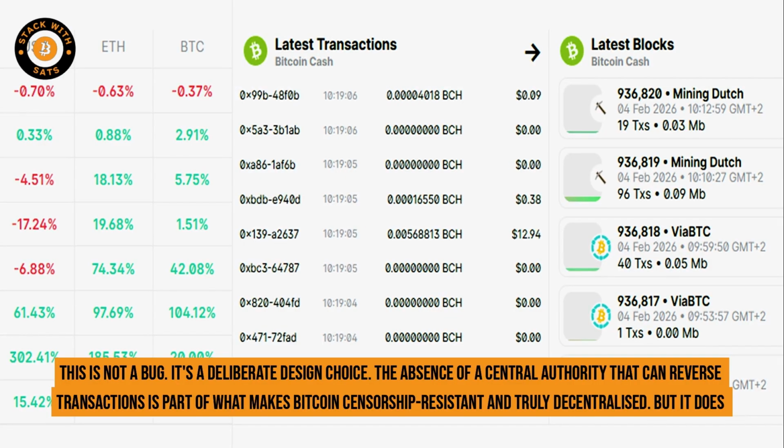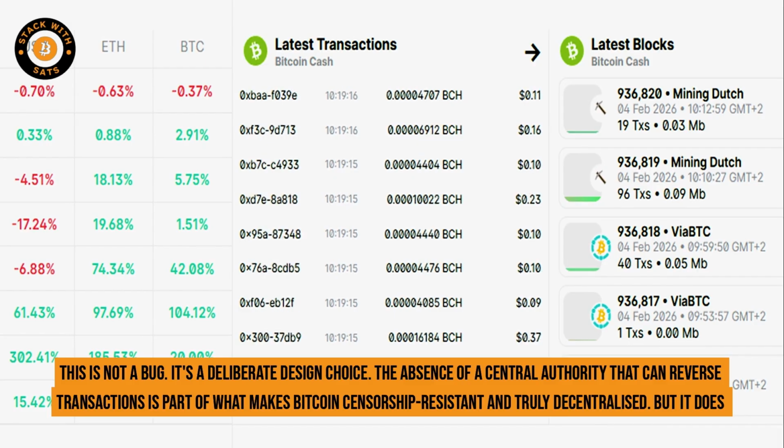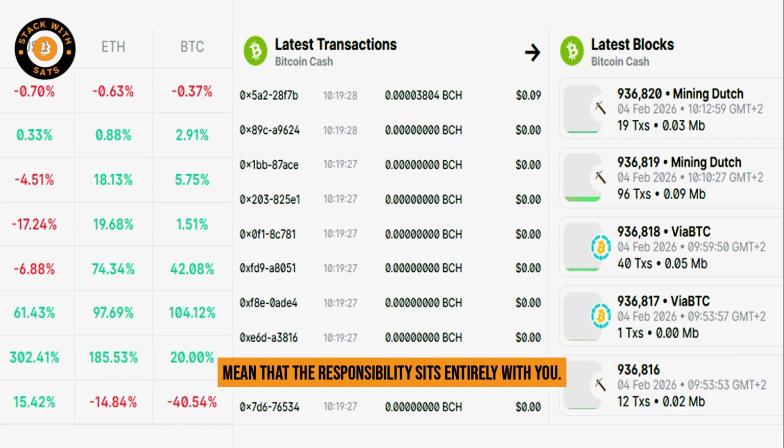This is not a bug. It's a deliberate design choice. The absence of a central authority that can reverse transactions is part of what makes Bitcoin censorship-resistant and truly decentralized. But it does mean that the responsibility sits entirely with you.